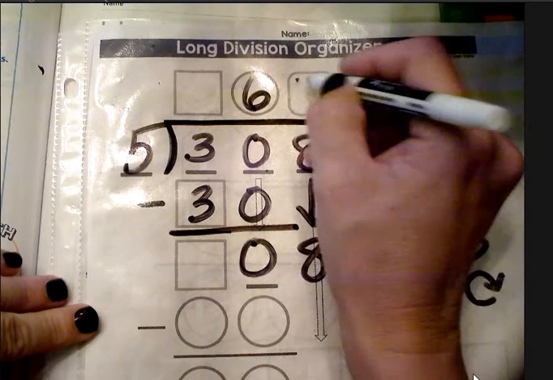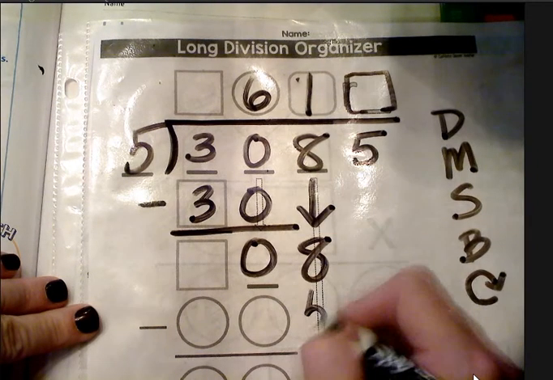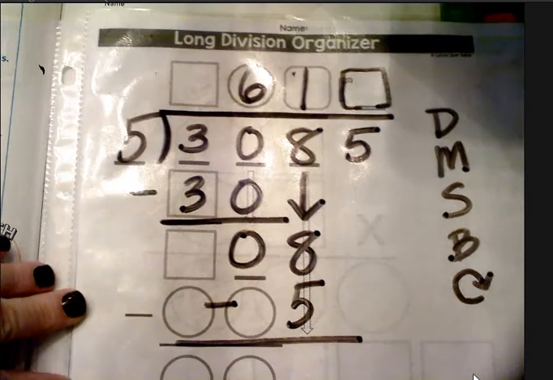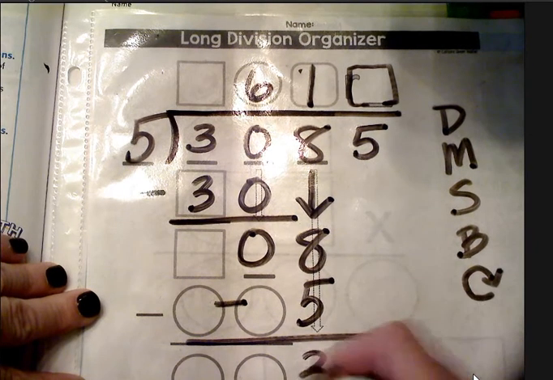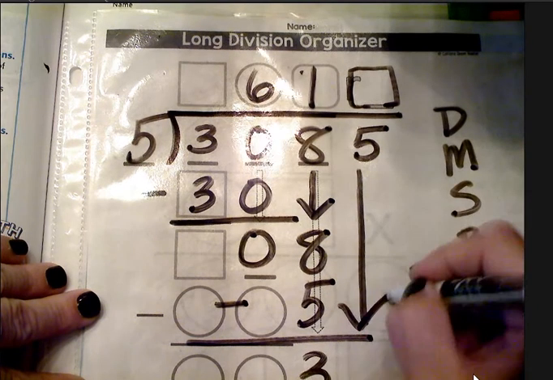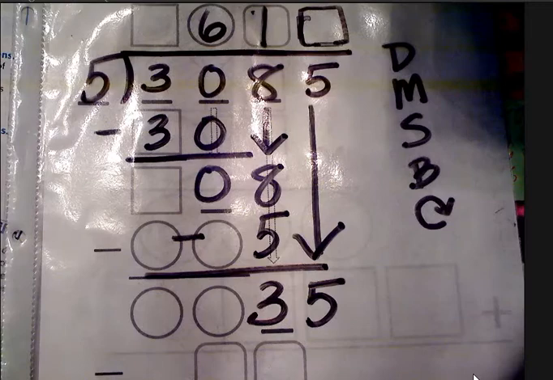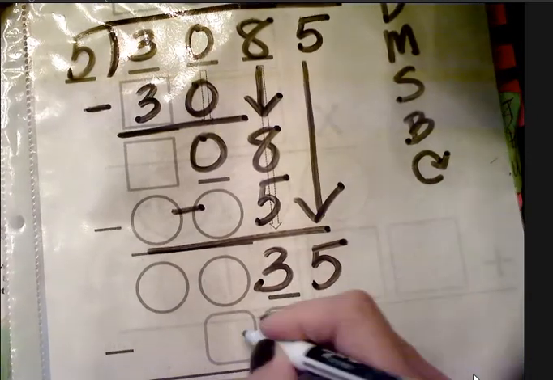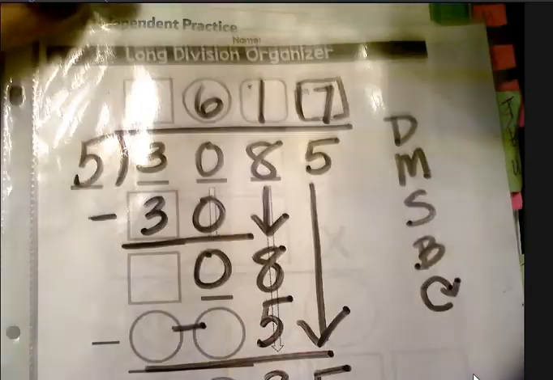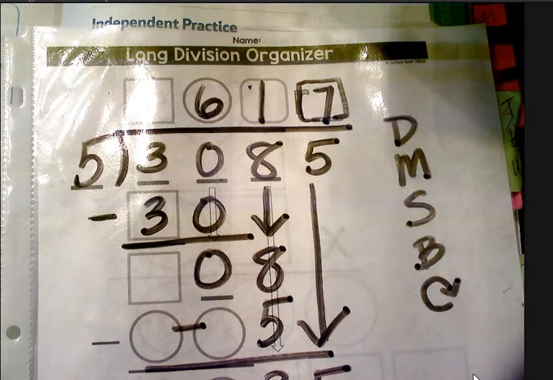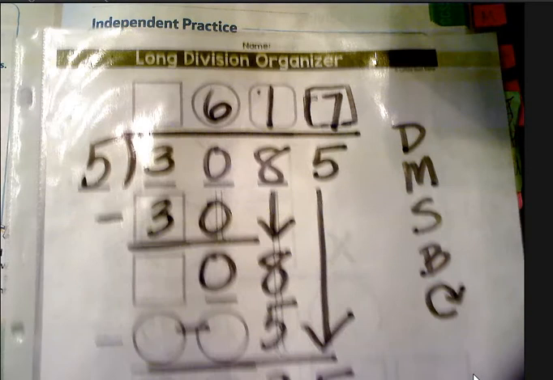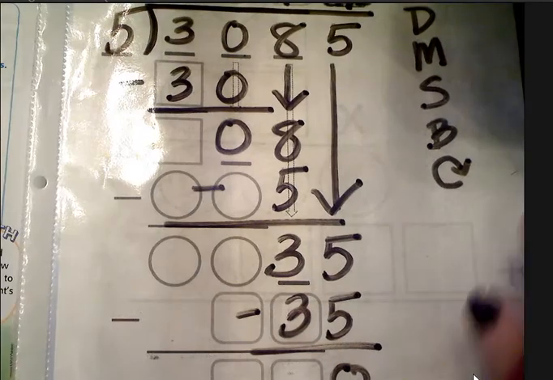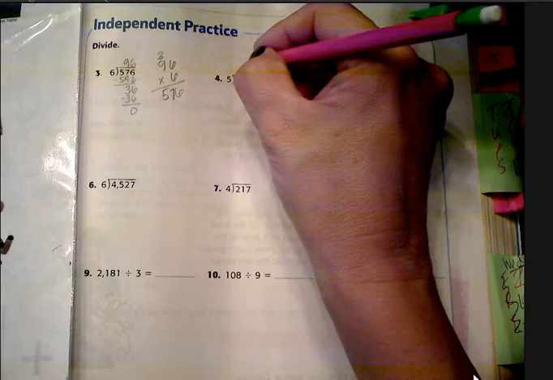Now we multiply. 1 times 5 is 5. Now we subtract. 8 minus 5 is 3. Now we bring down the 5. How many times does 5 go into 35? 5 goes into 35 7 times. 7 times 5 is 35. I subtract, and I have 0 remainder. So my answer there is 617. And I'll put this here. I'm going to be careful to write it right on top, and we're going to put a star there.